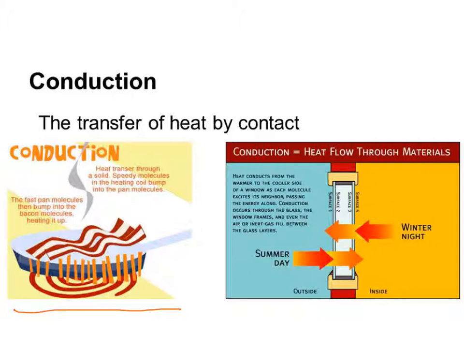Now, if we look here in relation to a house on a summer day and a winter night, we can see that heat flows through materials. Heat conducts from the warmer to the cooler side of a window as each molecule excites its neighbor, passing the energy along. Conduction occurs through the glass, the window frames, and even the air or inert gas filled between the glass layers. So on a summer day, you have the hot air flowing into the cooler house, and on a winter night, when it's warmer in your house, you have that heat going outside. So it's going naturally from hot to cold.